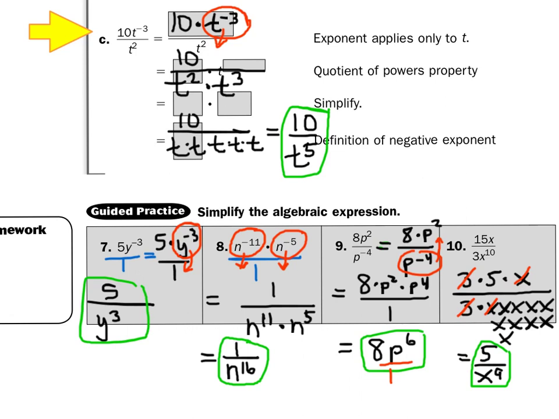Okay, once you write it out, then you strike out anything that matches. So there's a 3 on top, a 3 on the bottom, strike them out. There's an x on top, an x on the bottom, strike them out. And then just write whatever you have left. I have 5 on the top, and then if you count, there are 9 x's on the bottom. So it's 5 over x to the 9th power.